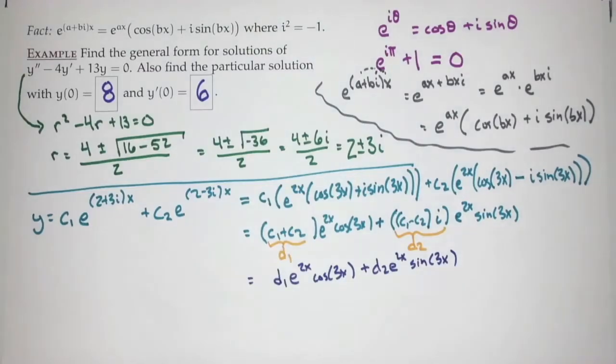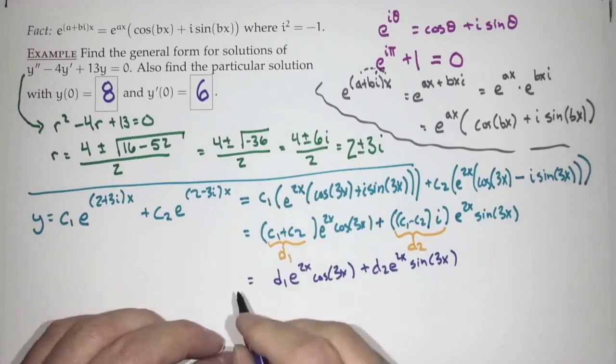And now everything's real. There's no more i's. And you might say, well, where did they end up? Well, they got absorbed into the constants. That's where they ended up. They ended up inside of our D1 and our D2. But we didn't cheat. Everything here is legal that we did. Okay, so remember this here is y.